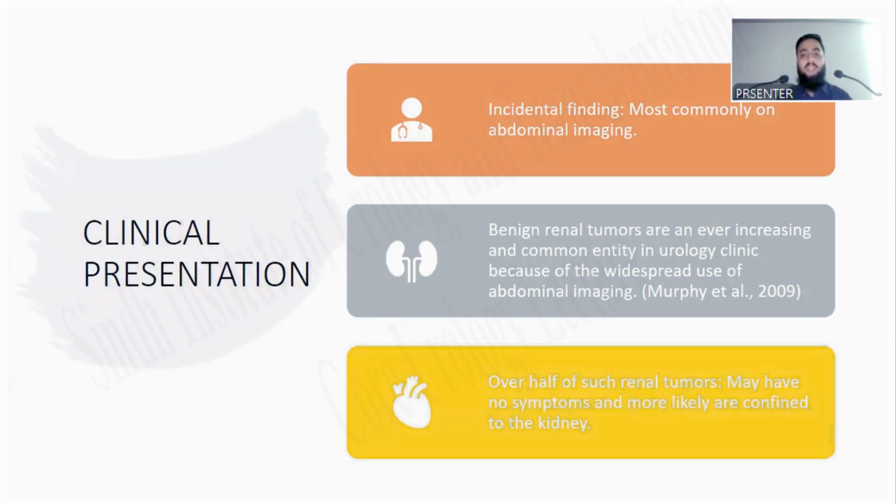Clinical presentation: incidental finding, most commonly on abdominal imaging. Renal tumors are an ever-increasing and common entity in the urology clinic because of the widespread use of abdominal imaging. Over half of such renal tumors may have no symptoms and are more likely to be confined to the kidney.